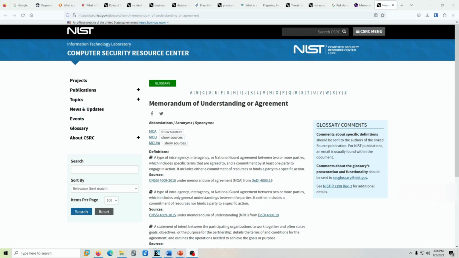Okay, leading to MOU, Memorandum of Understanding or Agreement. A type of interagency, or National Guard agreement between two or more parties, which includes specific terms that are agreed to, and a commitment by at least one party to engage in action. It includes either a commitment of resources or binds a party to a specific action. So, these are just documented agreements between party A and party B.